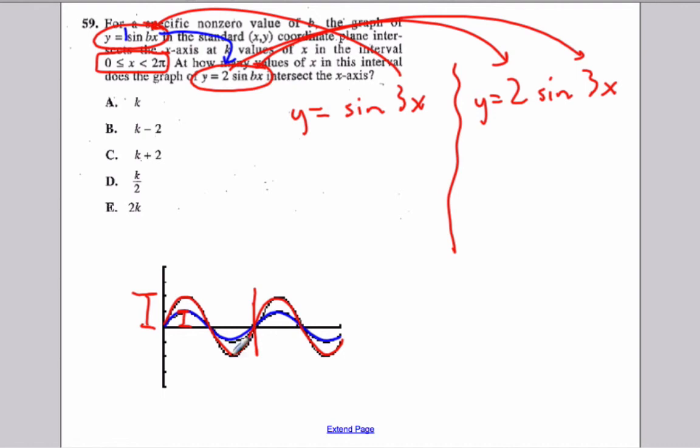So let's go back and answer the question. At how many values of x in this interval does the graph y equals 2 sine bx versus sine of bx intersect the x-axis? It's the exact same amount. Both are the same, which we will just call k. Nothing changes. It's the same.